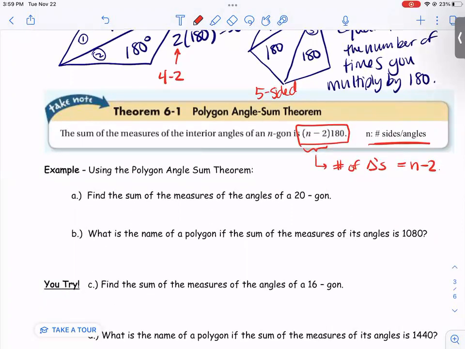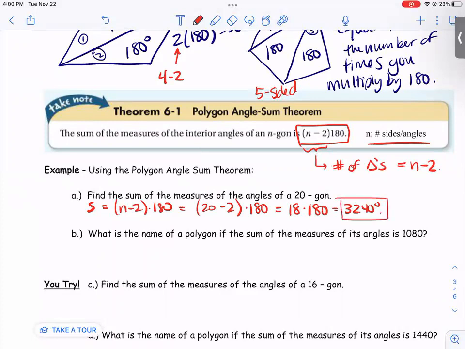So let's try this with any number of sides. For example, the sum for a 20-gon is simply going to be n minus 2 times 180. And so n is 20 here, so we're going to plug in 20. And now we just simplify and continue to solve the problem. This is going to be 18 times 180, which equals 3,240 degrees. That is the total sum of the interior angles in a 20-gon.